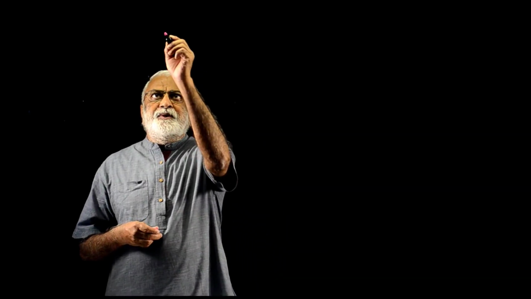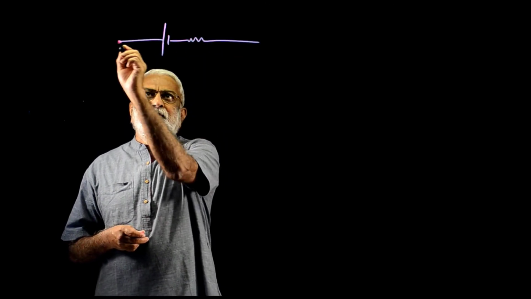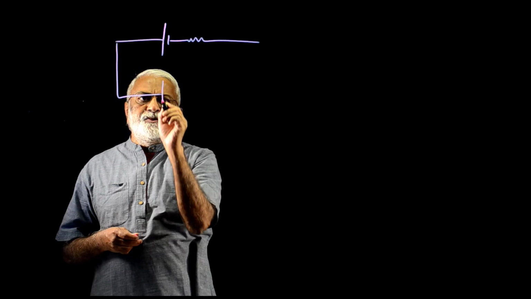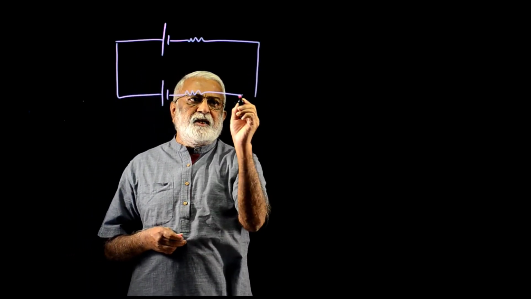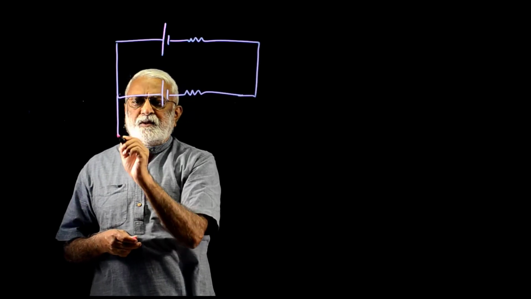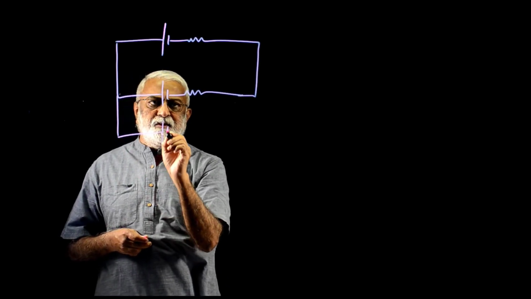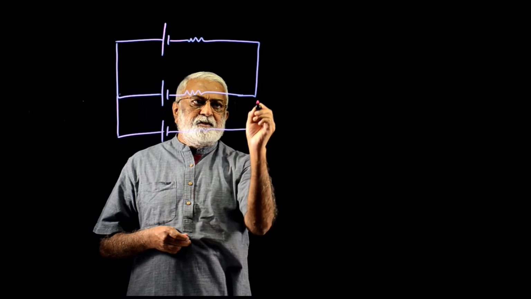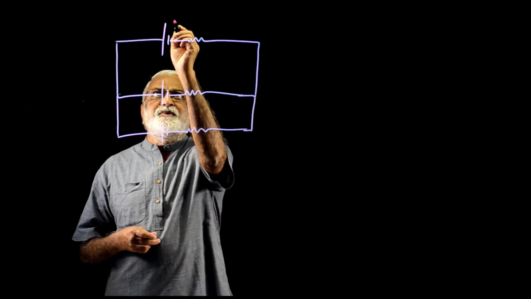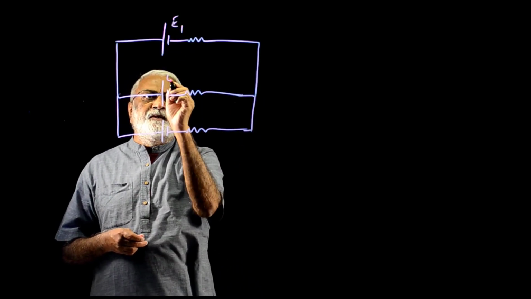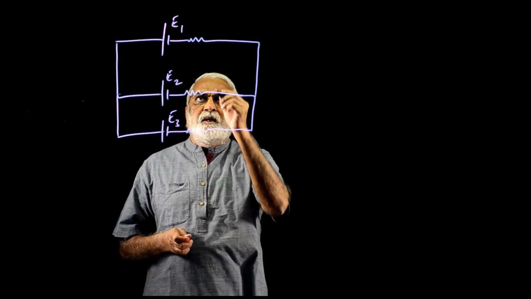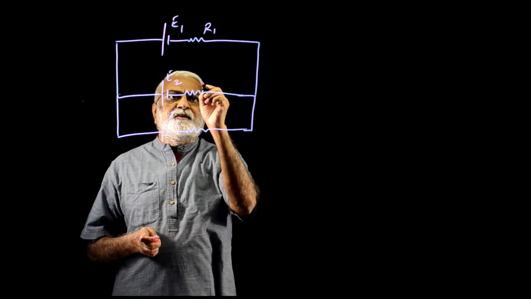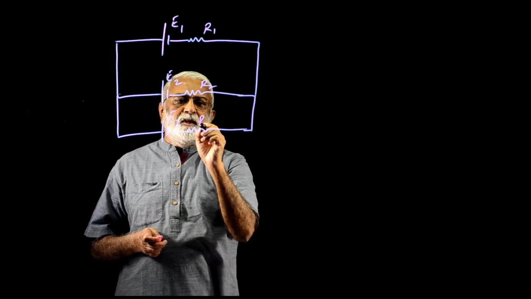We have a circuit here with 3 branches. Each branch has a cell and a resistance. So let the EMFs of the cells be E1, E2 and E3, and the resistances be R1, R2, R3.